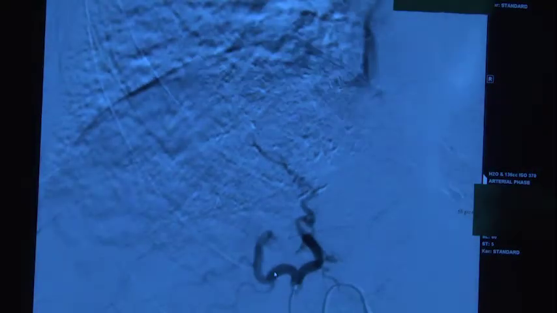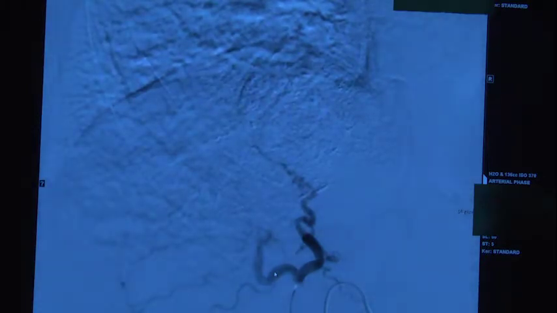So these images here are taken after the chemoembolic has been given, and you can see that there's a fairly significant reduction in the blood supply to the tumor. That just sort of shows us we've blocked off those blood vessels.